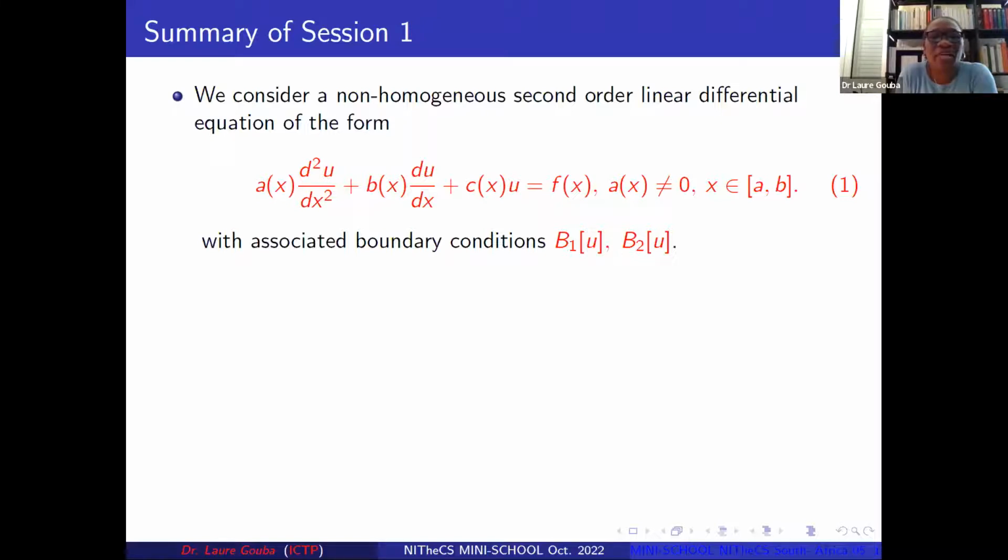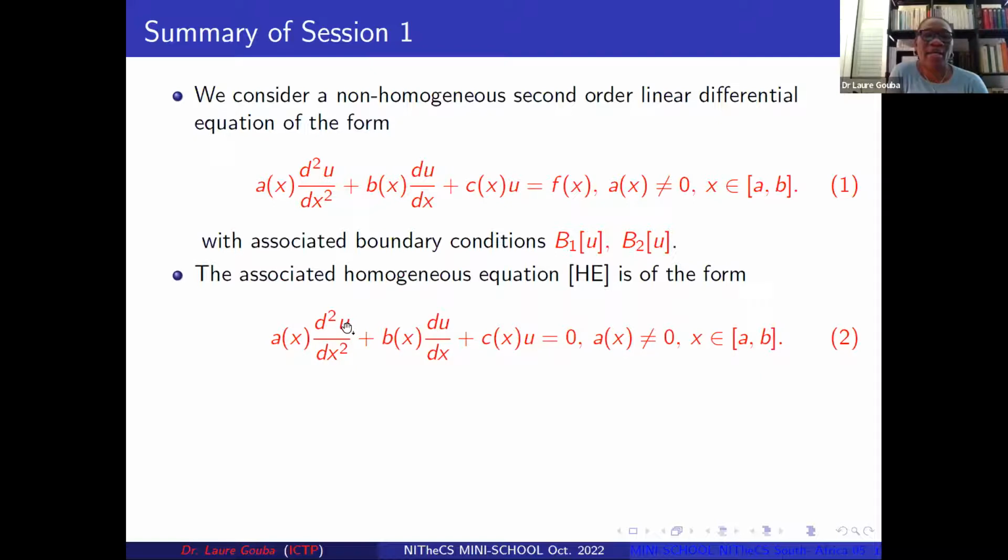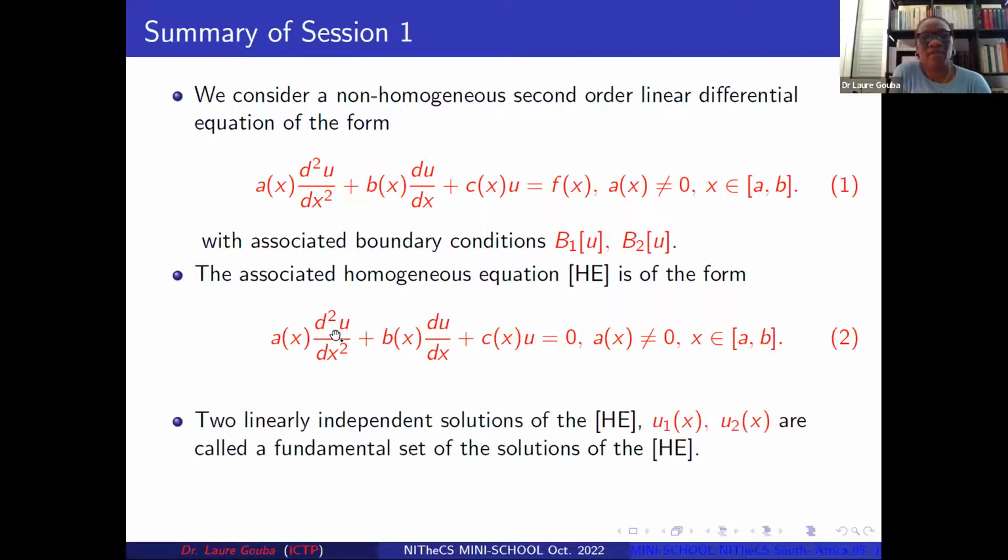To this equation are associated boundary conditions. Most of the time there are two boundary conditions, as I said 2 weeks ago, that I call B1 and B2. Then for a non-homogeneous second order linear differential equation, there is always what we call the associated homogeneous equation. It is the same equation, but for the homogeneous equation, f(x) is equal to 0, and the boundary conditions are considered as in the non-homogeneous case.